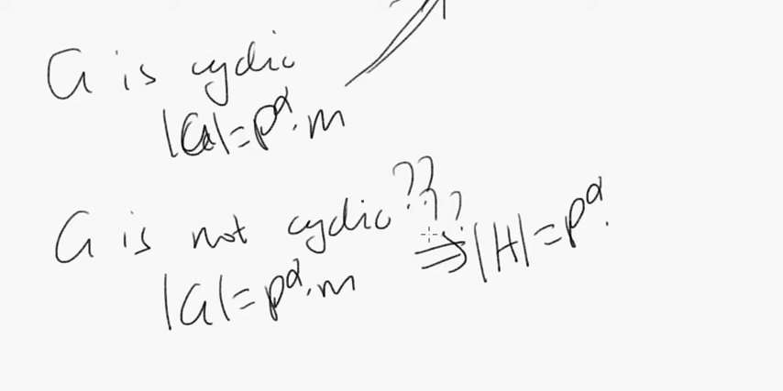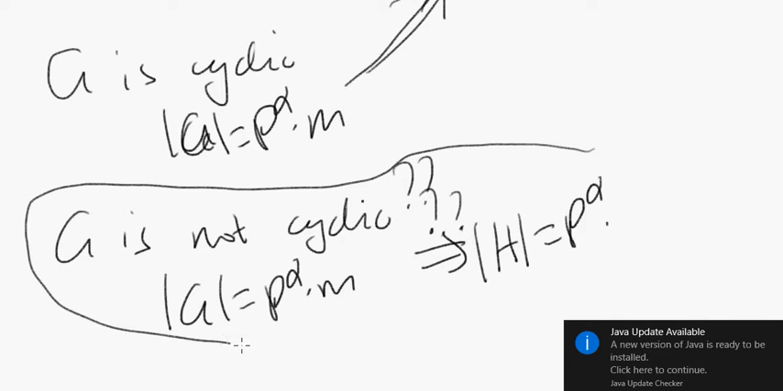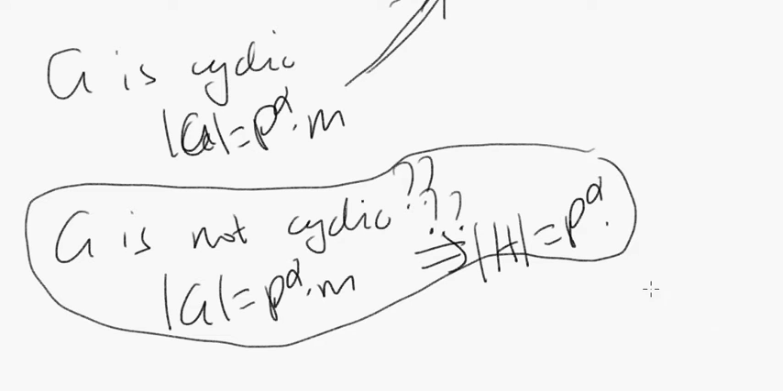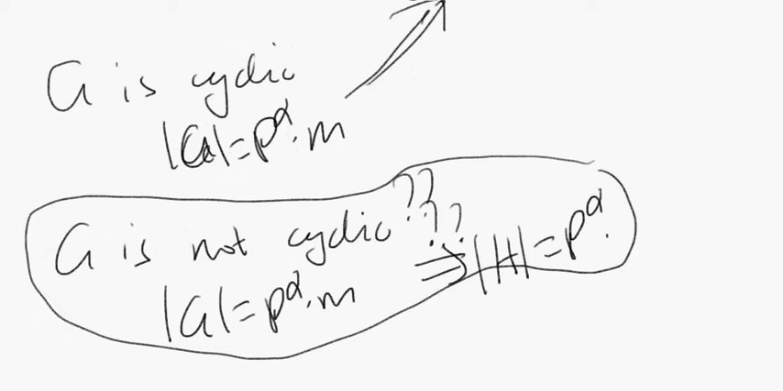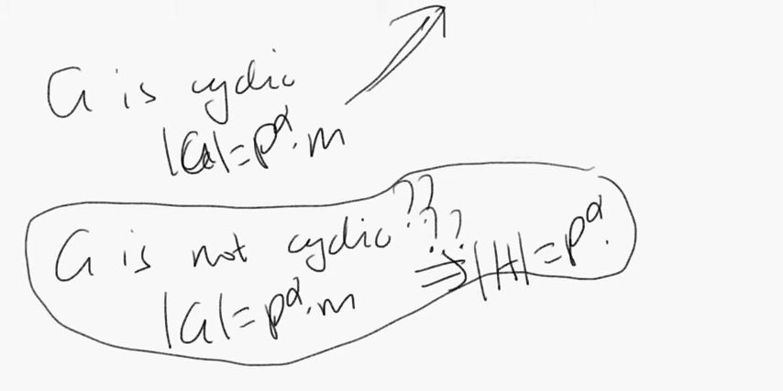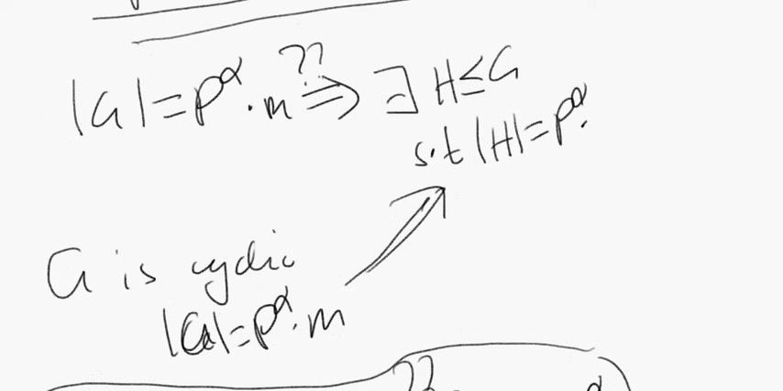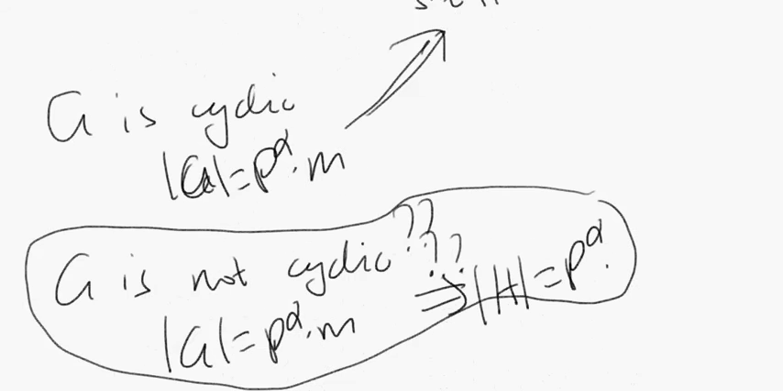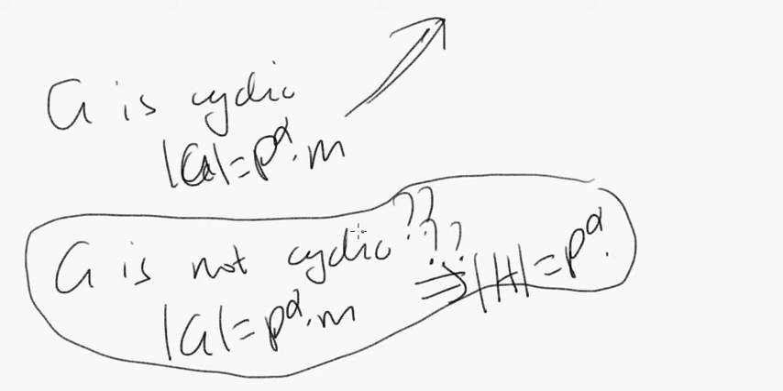We haven't proved this yet, and it appears that if we can prove this last statement, we're done. We'll have guaranteed ourselves a subgroup of order p to the alpha, a solution to Sylow's theorem. But still the question remains, how do we prove that if G is not cyclic, there is a subgroup of order p to the alpha?